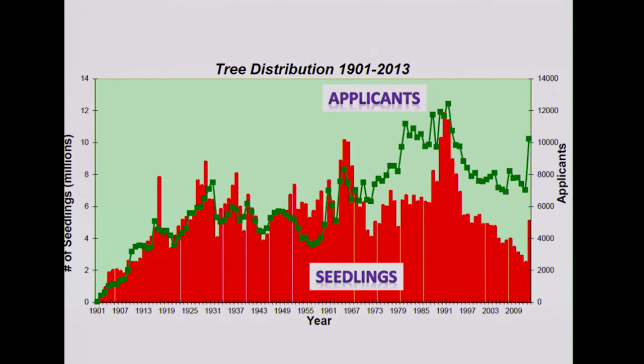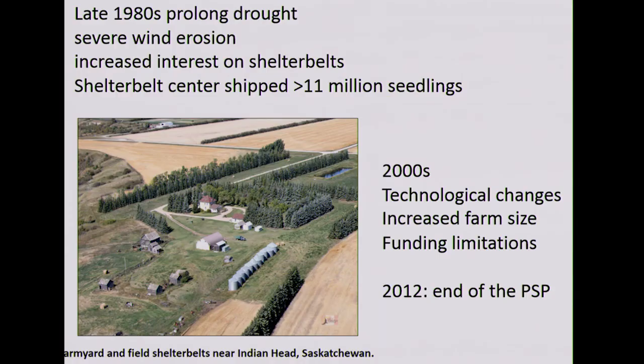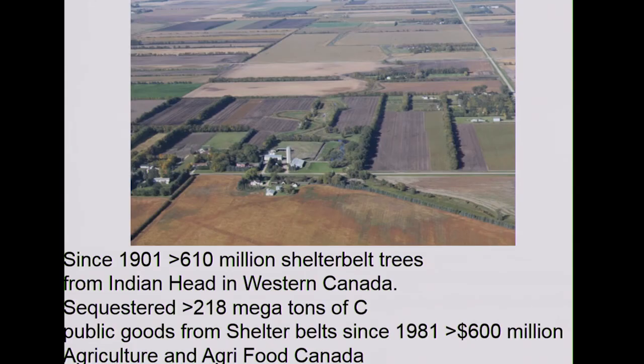During this project, they planted 610 million trees. In 1980, during a drought year, they planted over 11 million trees. However, this program was ended in 2012 because of the budget situation. After 1981, 610 million trees were planted.